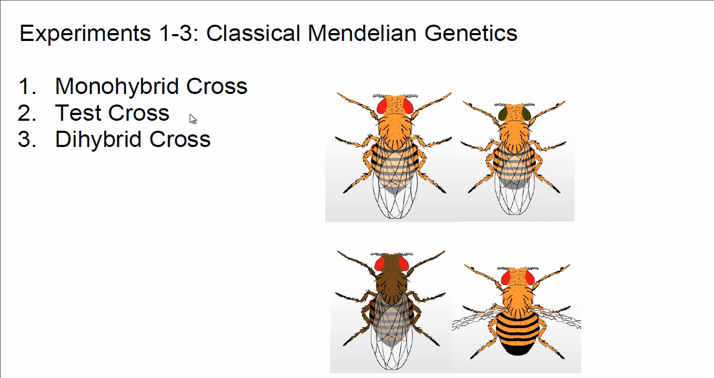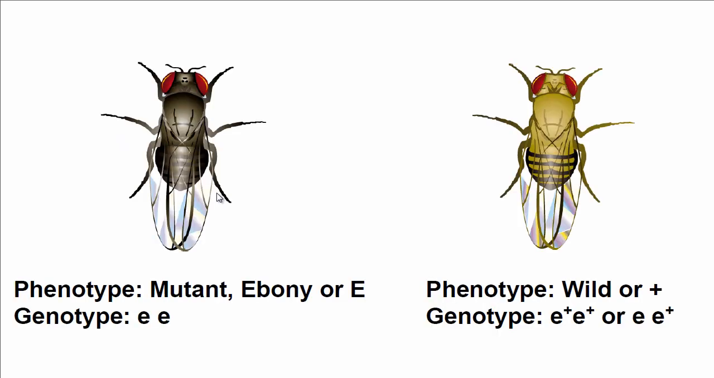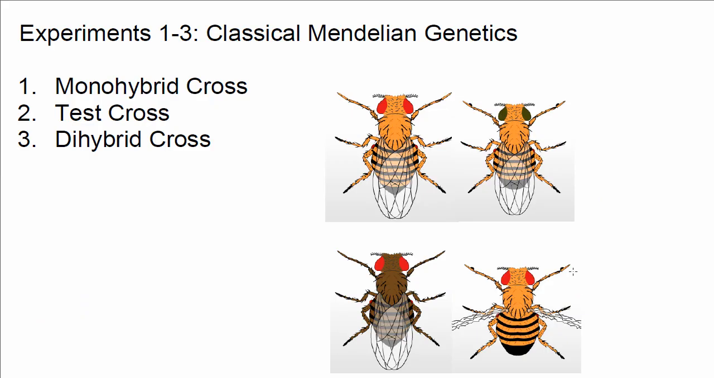In experiment number 2, you'll take an individual that's in the F2 generation that has a known phenotype but an unknown genotype. I guess we can go back to this picture here, it could either be se+se+, or se se+, and you'll determine through a test cross what the genotype is.